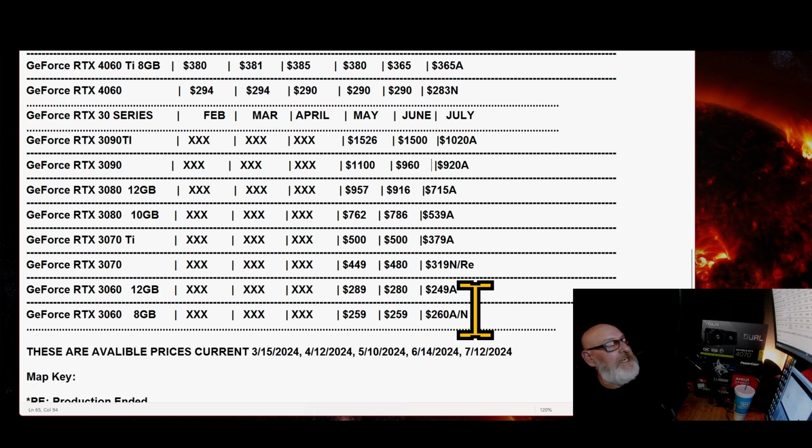The 3080 10 gigabyte went from $762 in May down to $539 on Amazon this month. The 3070 Ti went from $500 in May to $379 on Amazon this month. The 3070 went from $449 down to $319, but that's a refurbished one on Newegg. Even so, it would probably still be worth the money if you were going to buy it. But that's only 8 gigabytes, which makes you think about it.